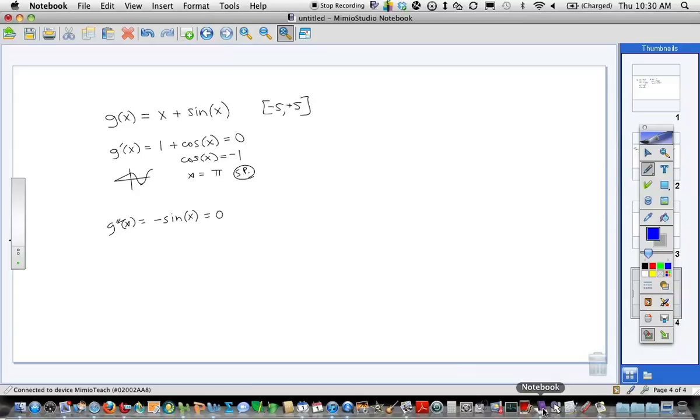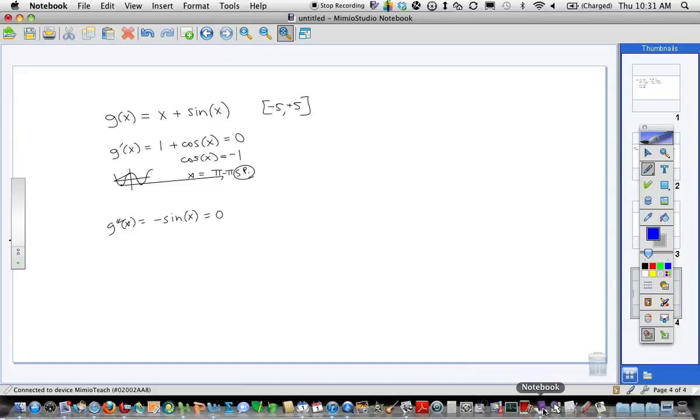Okay? Would negative pi also? Yes. Thank you, I didn't look at my interval closely enough. Did I miss any others? I think if we keep going, it'd have to be at 3 pi, which would be outside the interval. Right. Okay. So I need those two.